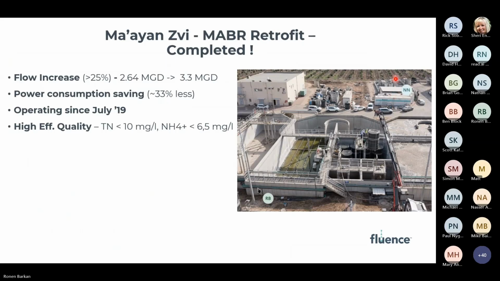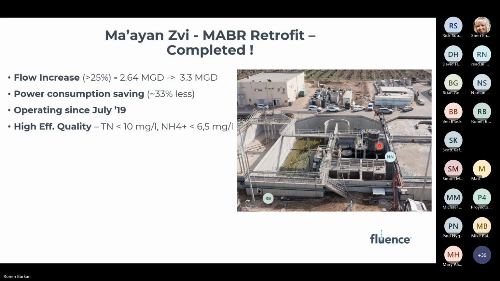To summarize, the retrofit is completed. This retrofit allowed the client to increase the incoming flow by 25%, from 2.6 mgd to 3.3 mgd. We already proved that we provided savings in power consumption, around 33% less energy consumption, and it translates eventually to even more because we can increase the loading. This plant, as I mentioned, has been operating since July 2019, and the effluent quality is very high, even compared to the permit. Generally, TIN of 10 in the effluent with ammonia of 6.5 is considered a good effluent.